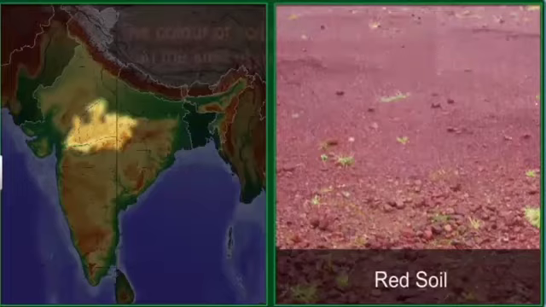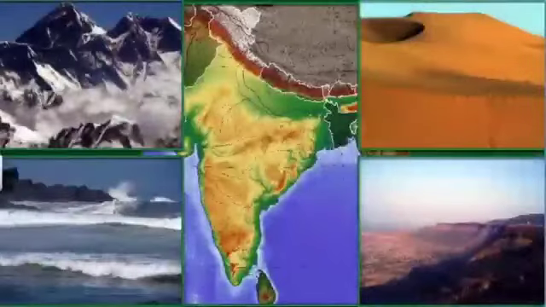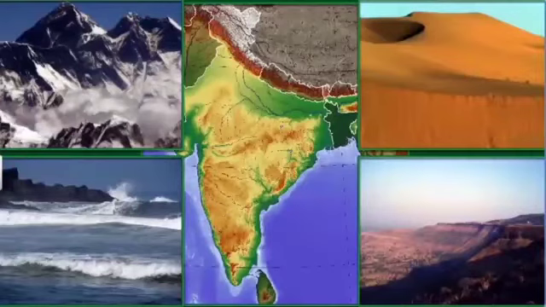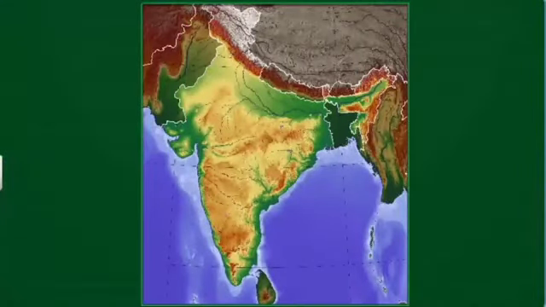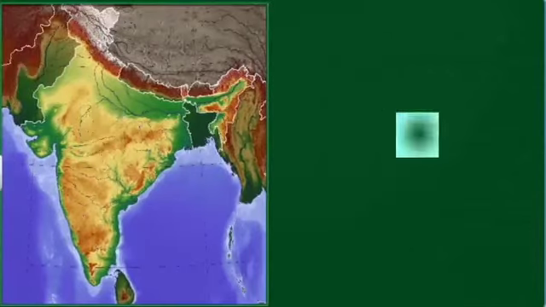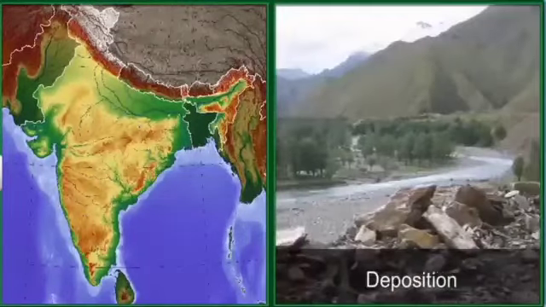This variation in soils is due to the kind of rocks from which they are made. The relief and physical features of India have evolved through different geological periods. During the process of formation of India, as it looks today, the Indian land mass was subjected to erosion, weathering, and deposition. The physical features of India that you see today are the result of all these processes.